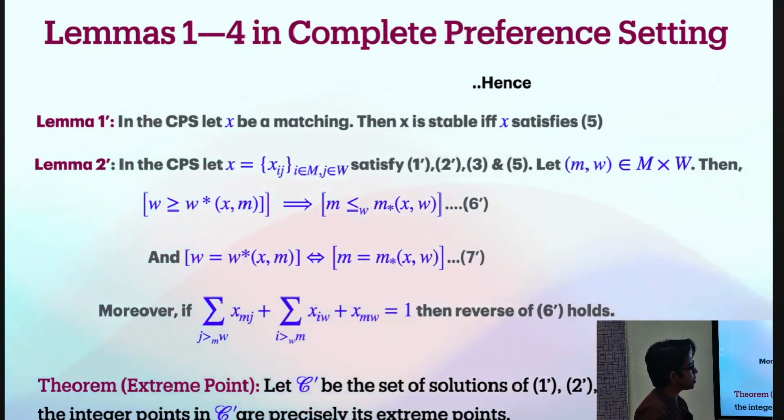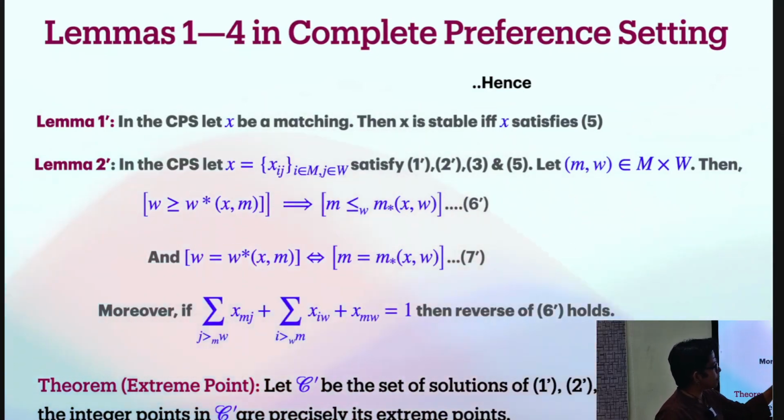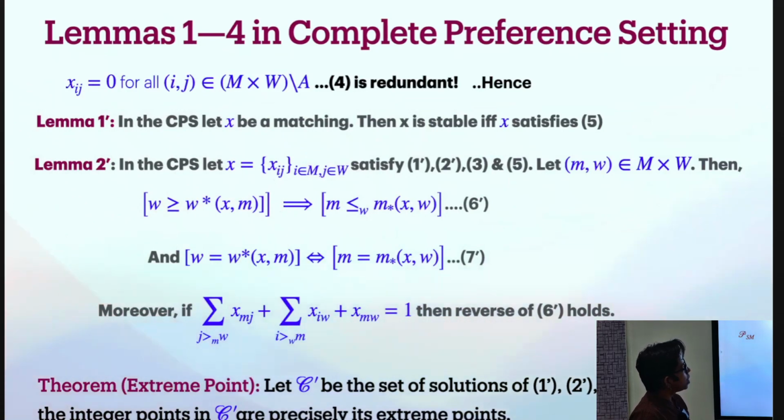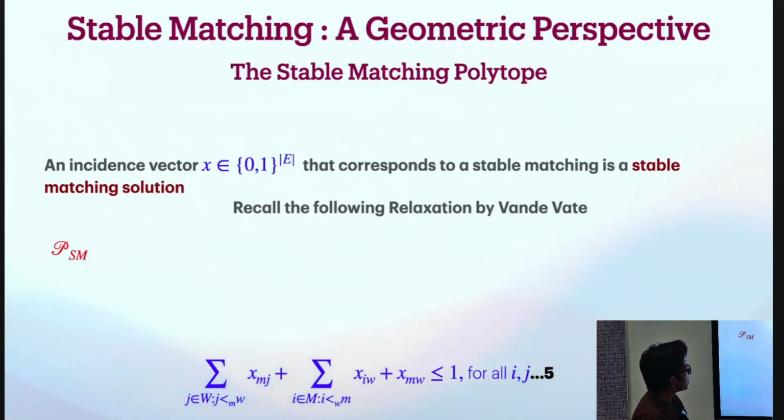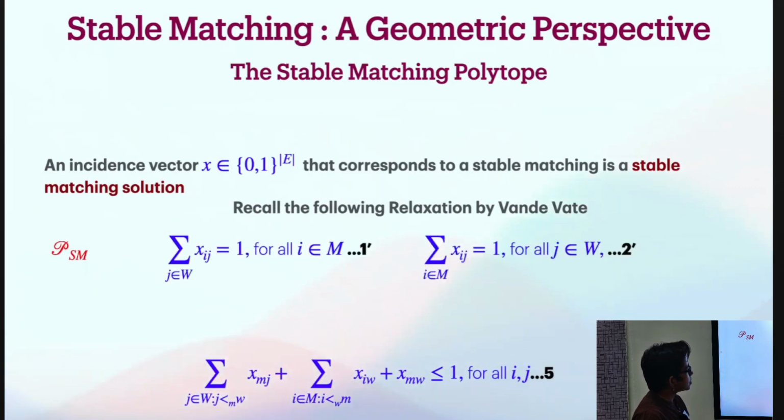Okay, this is the standard. No difference happens here. These two conditions simplify because of the complete preference list scenario. Okay. This is all.